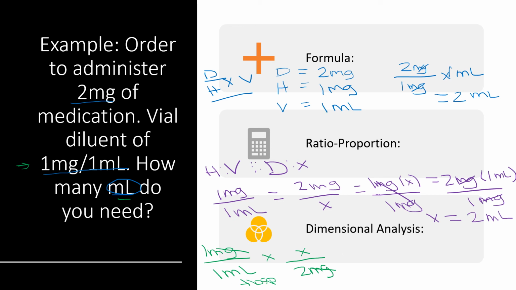So then here, milliliters left over is our only unit again. And we have 1 divided by 1 is 1, times 2 is 2 milliliters.